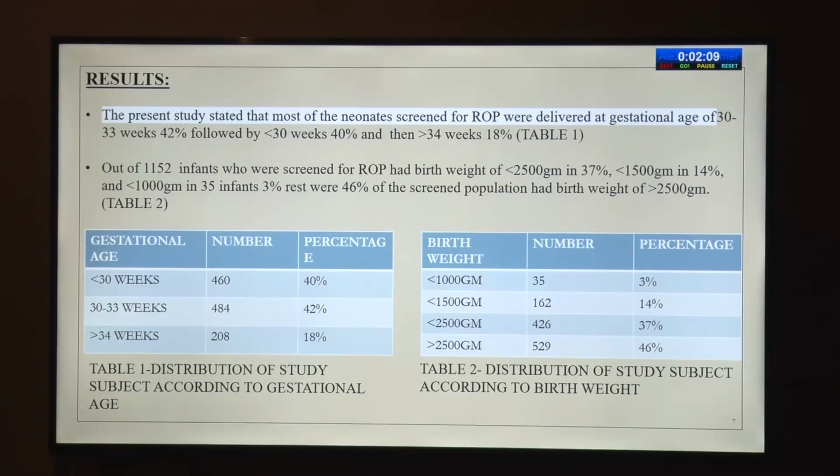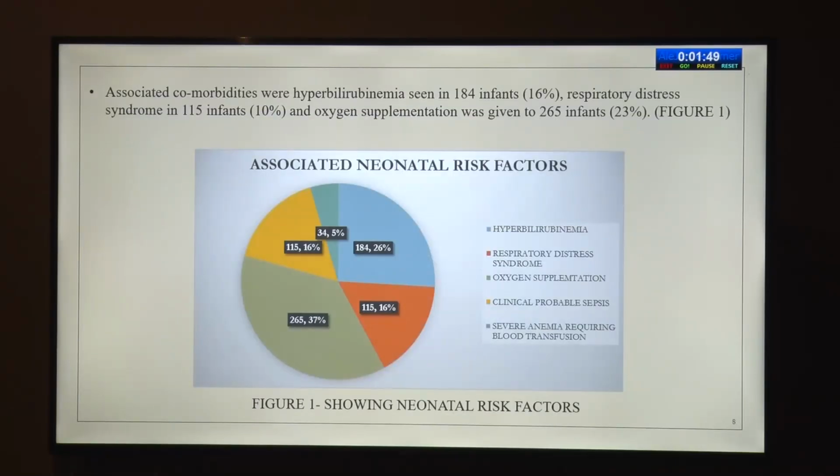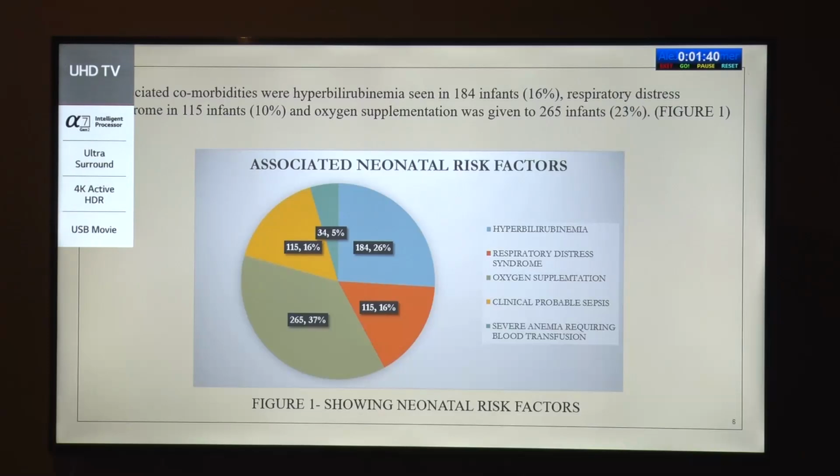They had a birth weight of less than 2500 grams in 37% of patients, less than 1500 grams in 14%, and less than 1000 grams in 3%, and 46% had a birth weight of more than 2500 grams. Among associated comorbidities, hyperbilirubinemia was seen in 16% of cases, respiratory distress syndrome in 10% of cases, and oxygen supplementation was given to 23% of the patients.